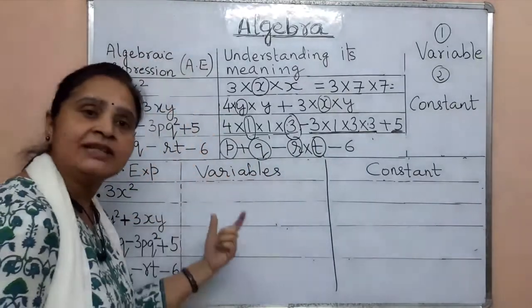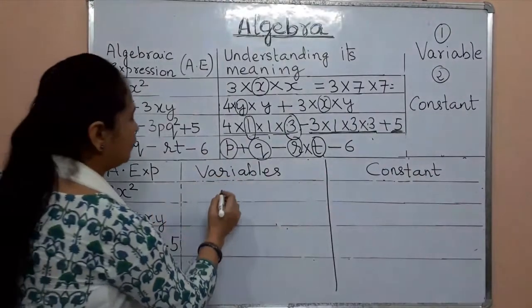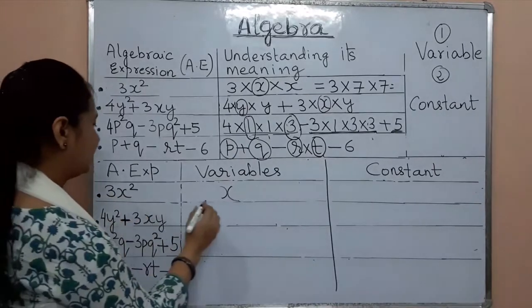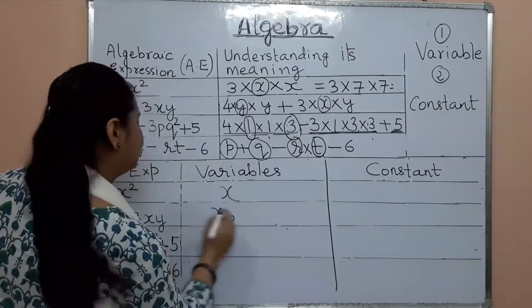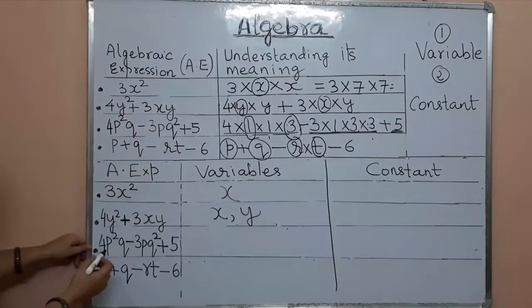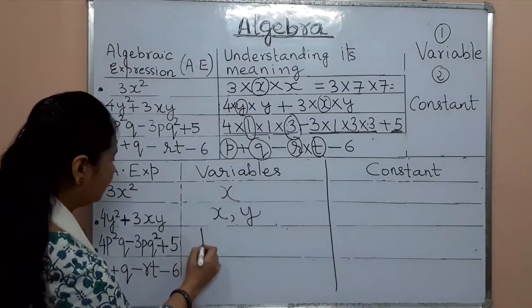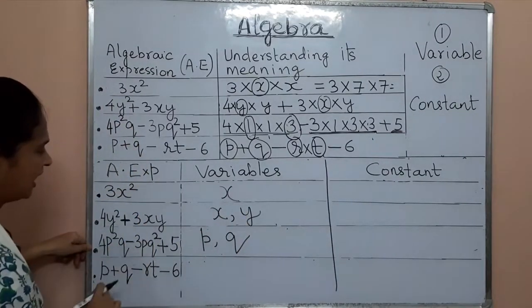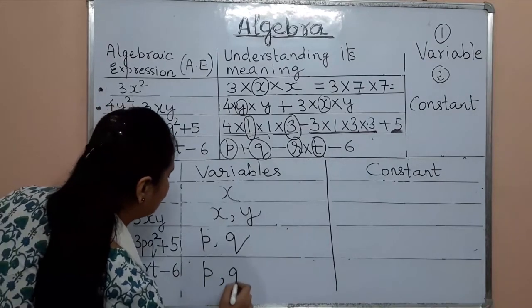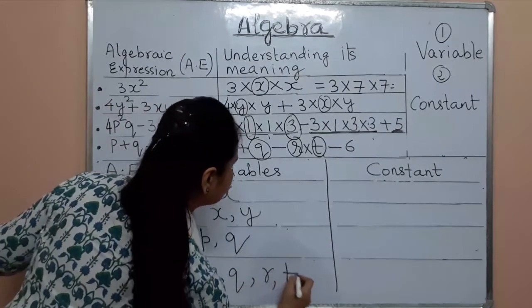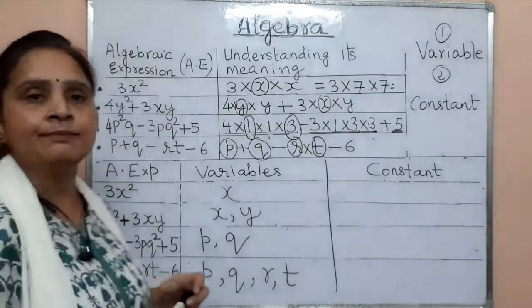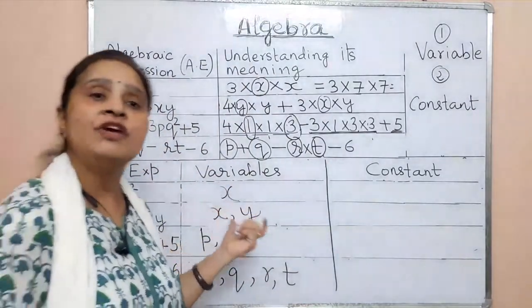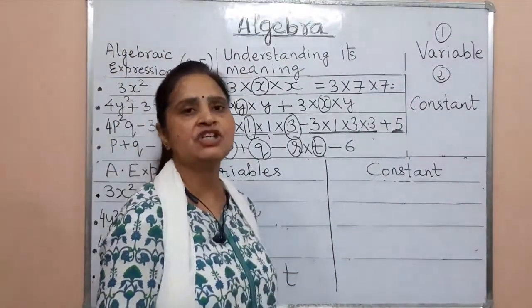Now, here let us fill this table. The first one, what are the variables in the first case? The variable is x. What is the variable in the second case? The variable is x and y. What are the variables in the third case? We have p, q. And what are the variables in the fourth case? We have p, q, r, t. So these are the variables. It means the unknown which is there in the algebraic expression on which the value of the algebraic expression depends.